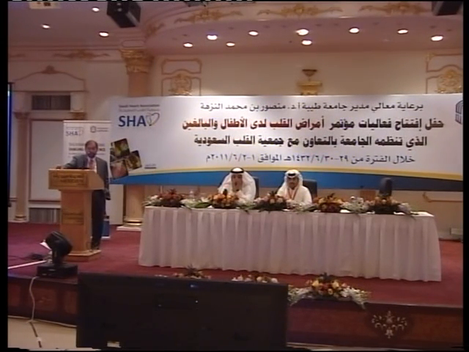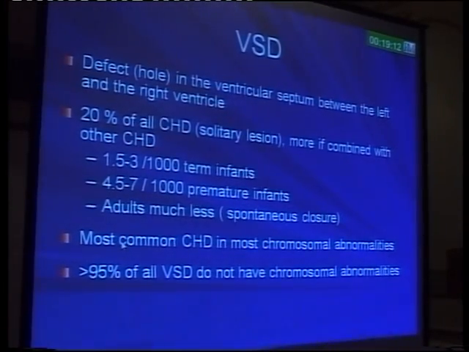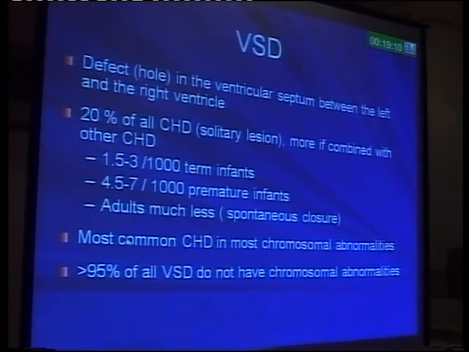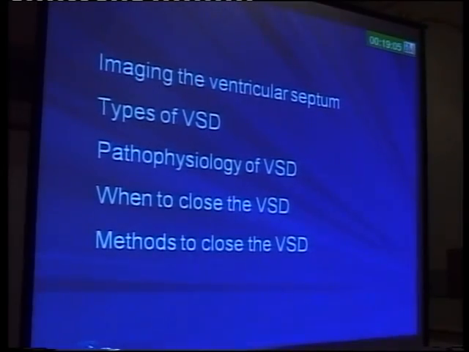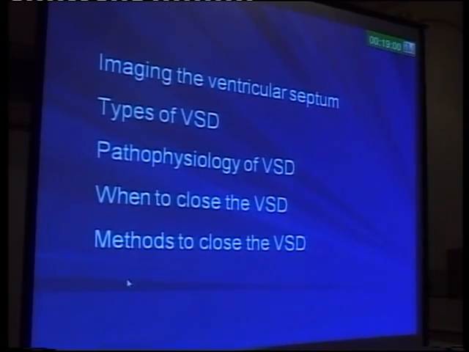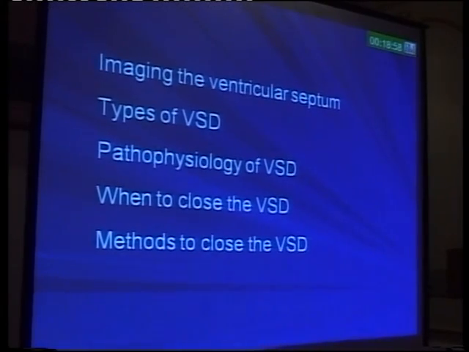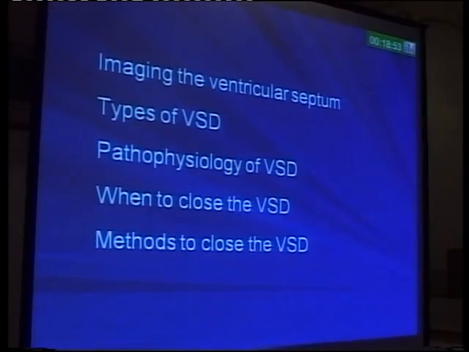You'll notice that the incidence of VSD decreases with age, basically because most VSDs will close with time. It's also the most common congenital heart disease in most chromosomal abnormalities, keeping in mind that 95% of all VSDs do not have chromosomal abnormalities. Now, my topic will go over 5 things. First, imaging the ventricular septum, types of VSD, pathophysiology of VSD, when to close a VSD, and methods to close the VSD.